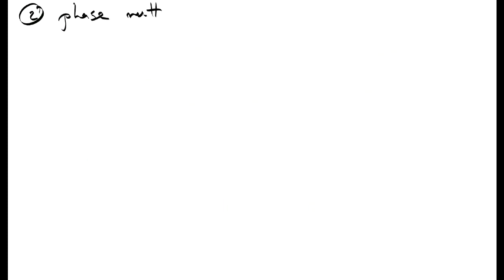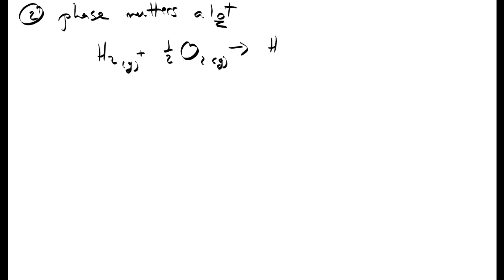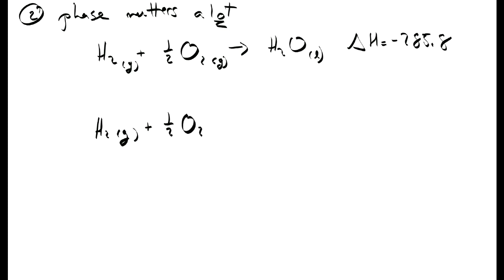Convention 2: phase matters a lot. H2 gas plus 1/2 O2 gas goes to form H2O liquid, delta H is equal to negative 285.8. But H2 gas plus 1/2 O2 gas makes H2O gas, delta H is equal to negative 242 kilojoules.